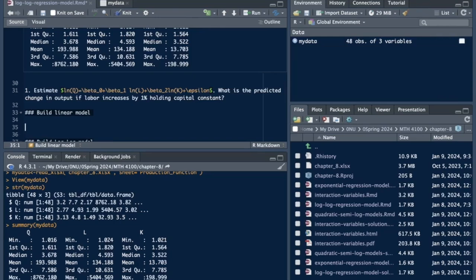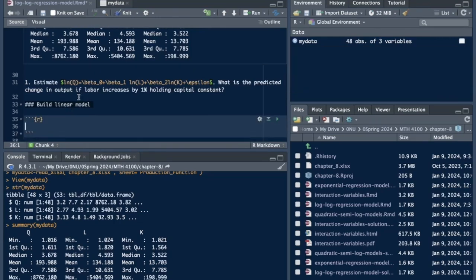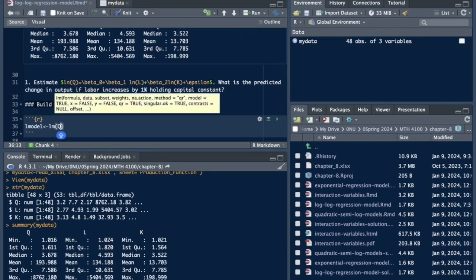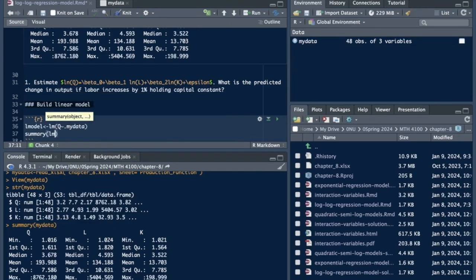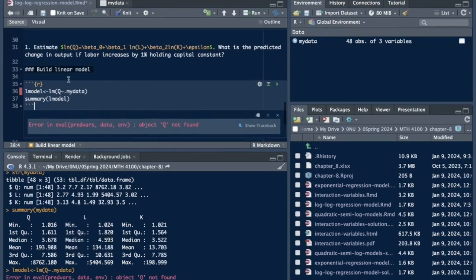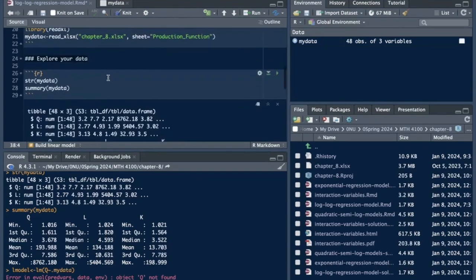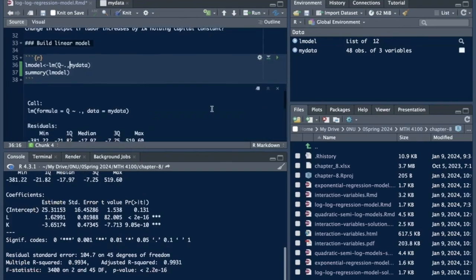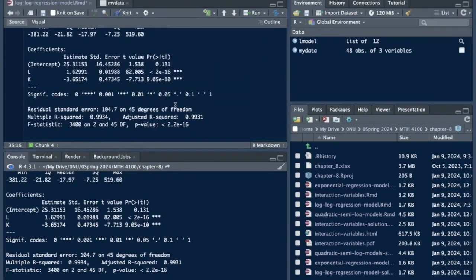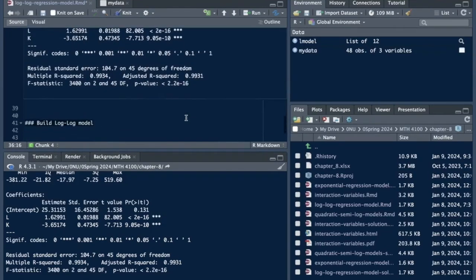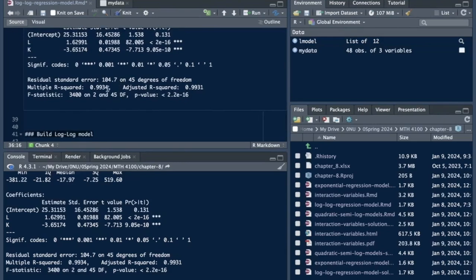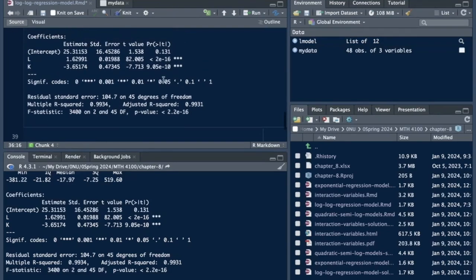First, just out of curiosity, let me build the linear model. lm of Q as a function of L and K, from my data, then summary of the linear model. Q is not there. Did we run this one? Again, I keep forgetting the comma. So this is the one. The adjusted R squared is misleading here. It's for Q, basically. It's 0.9, and the two variables are significant.